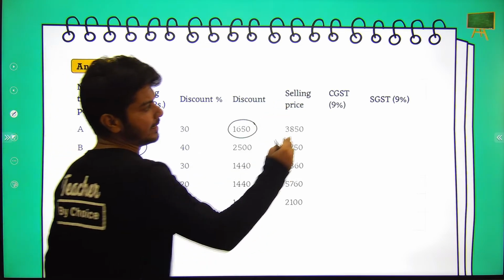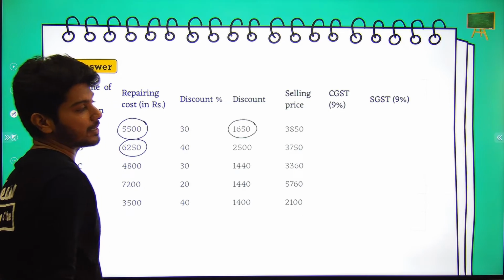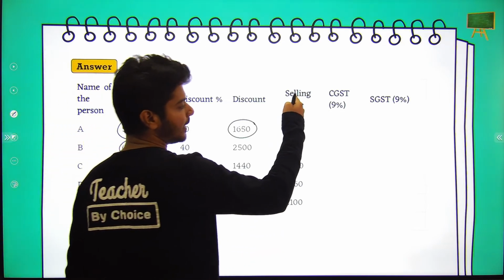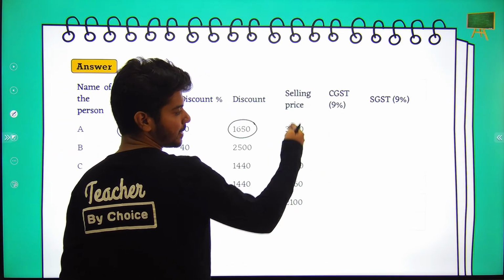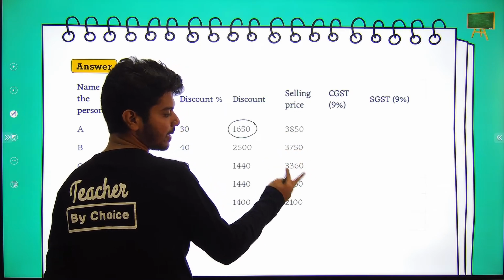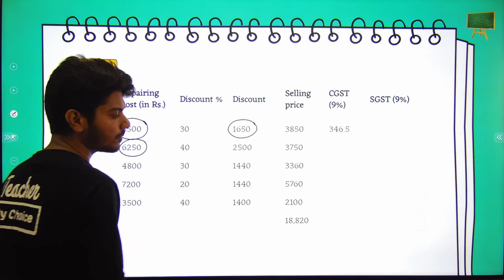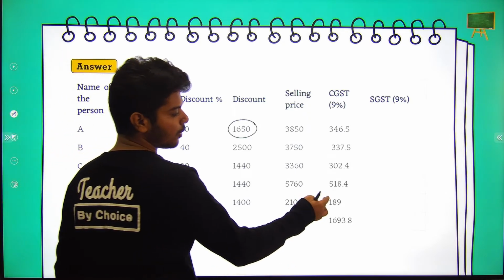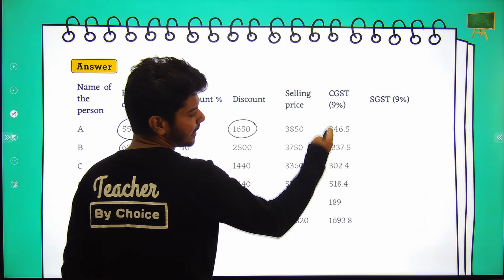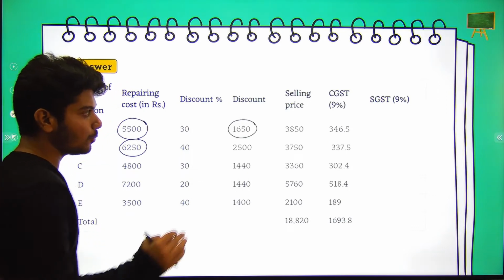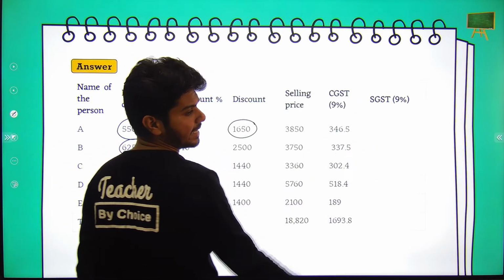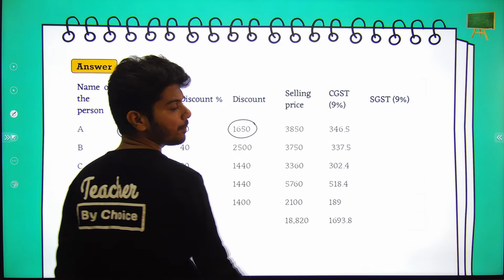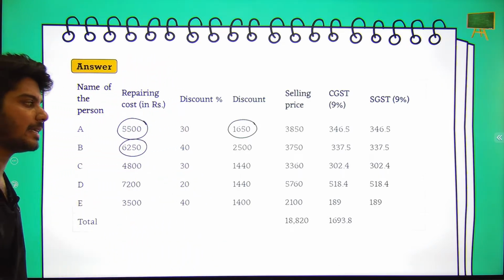Now they are going to charge 9% as GST. So we will calculate 9% of this, 9% of this, 9% of this, everything. 9% we have already calculated, which is coming out to be 1693 in total. Now let's talk about SGST. It will be exactly the same amount.